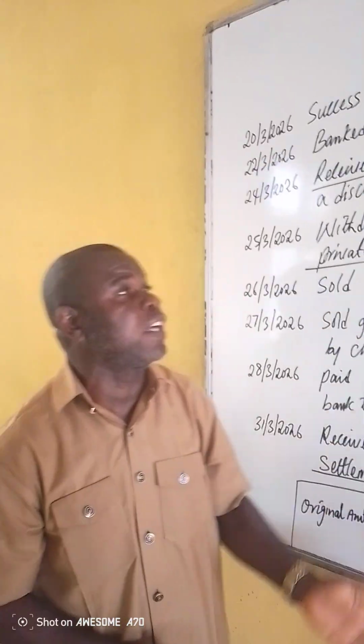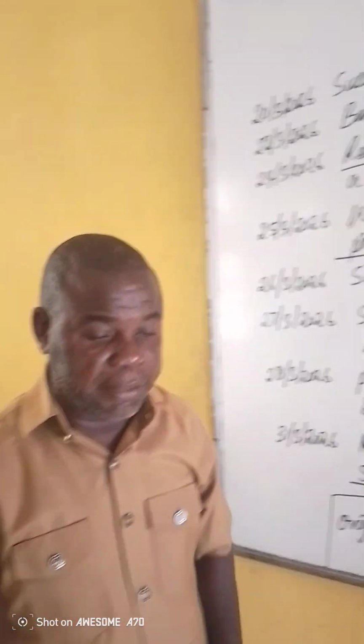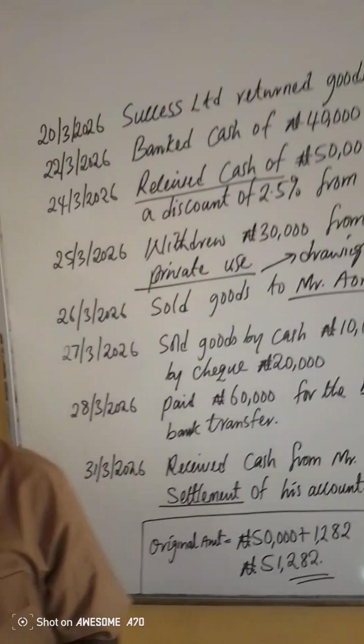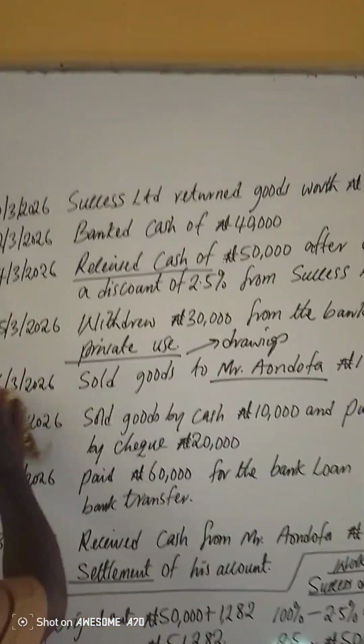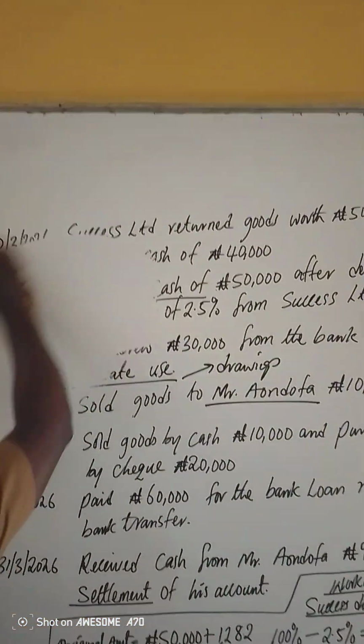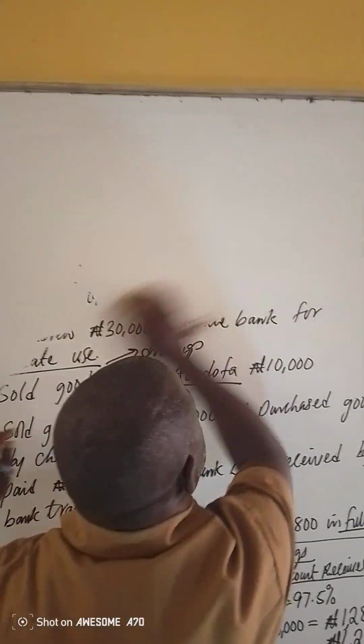If you follow up, you discover that these are some of the areas that most learners find difficult to post in the 3-column cash book. Let's quickly balance the account up.